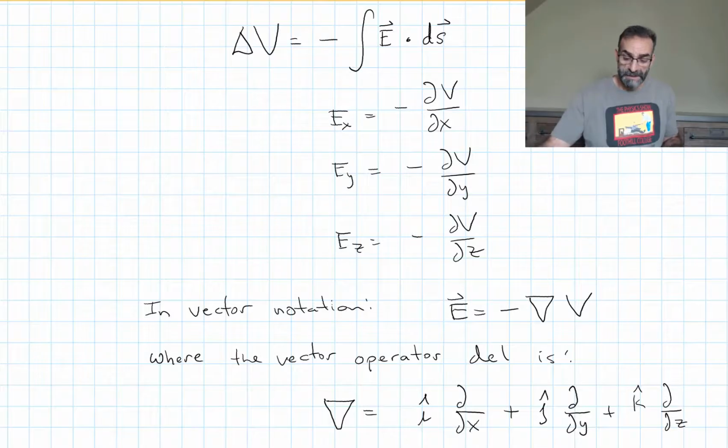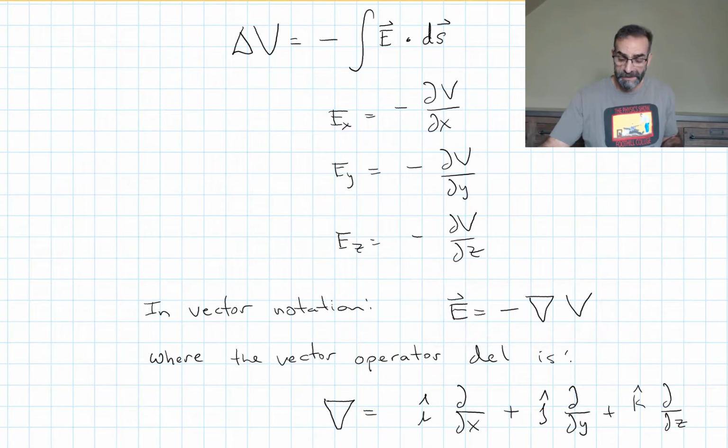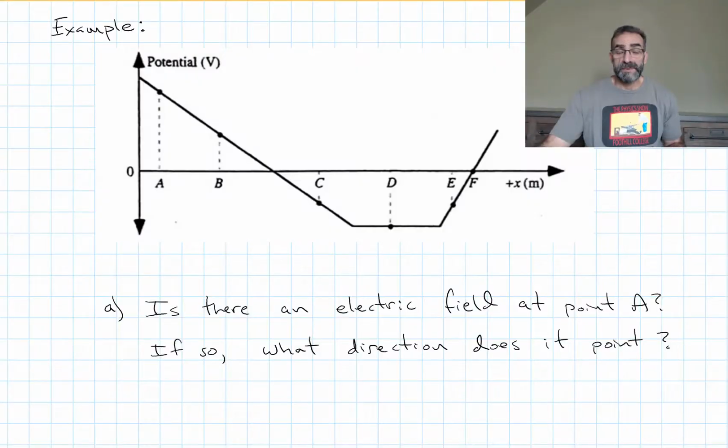The electric field is equal to negative del V. Del is a vector operator, and it's the partial derivative with respect to x in the x direction, the partial derivative with respect to y in the y direction, and the partial derivative with respect to z in the z direction. Maybe an example would be helpful now.